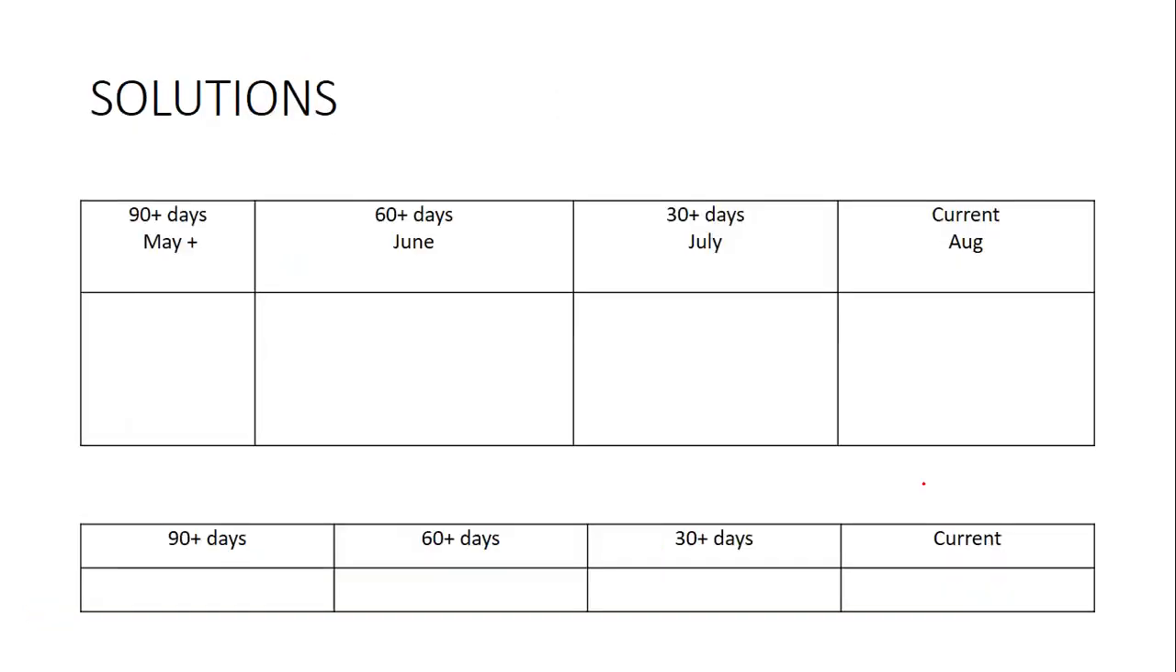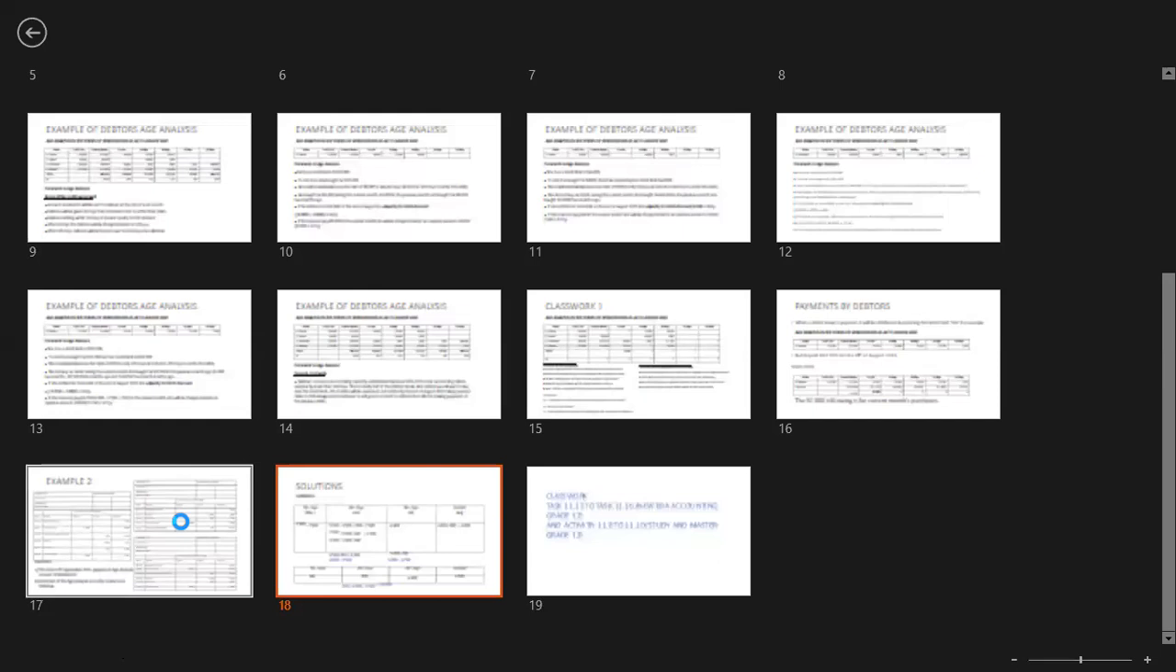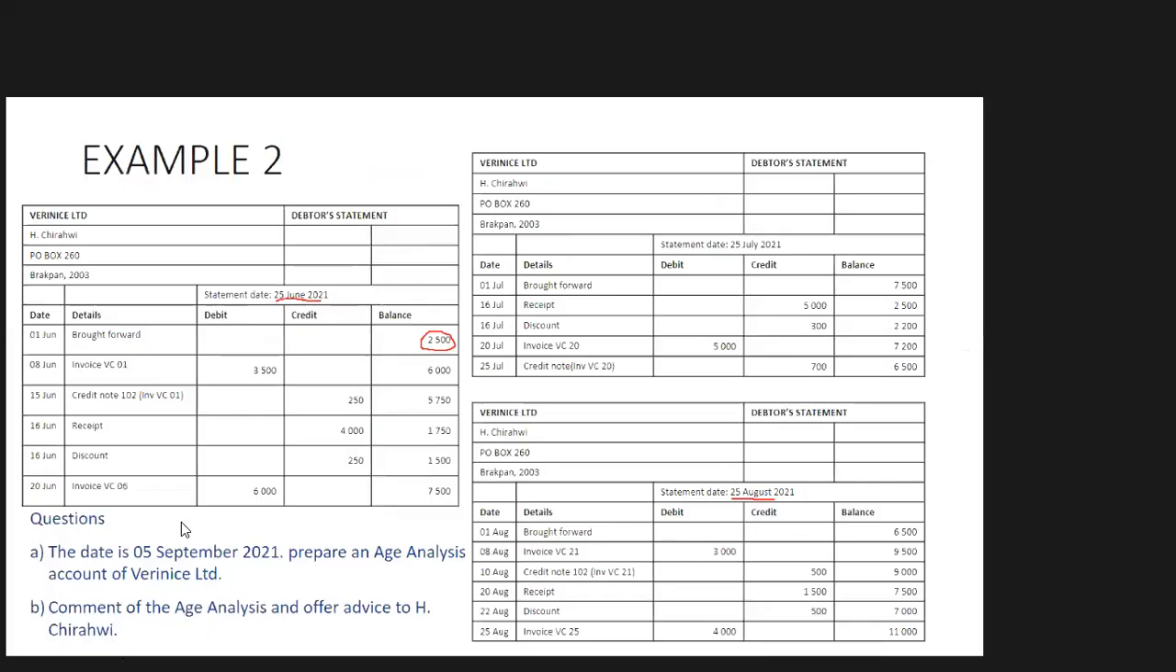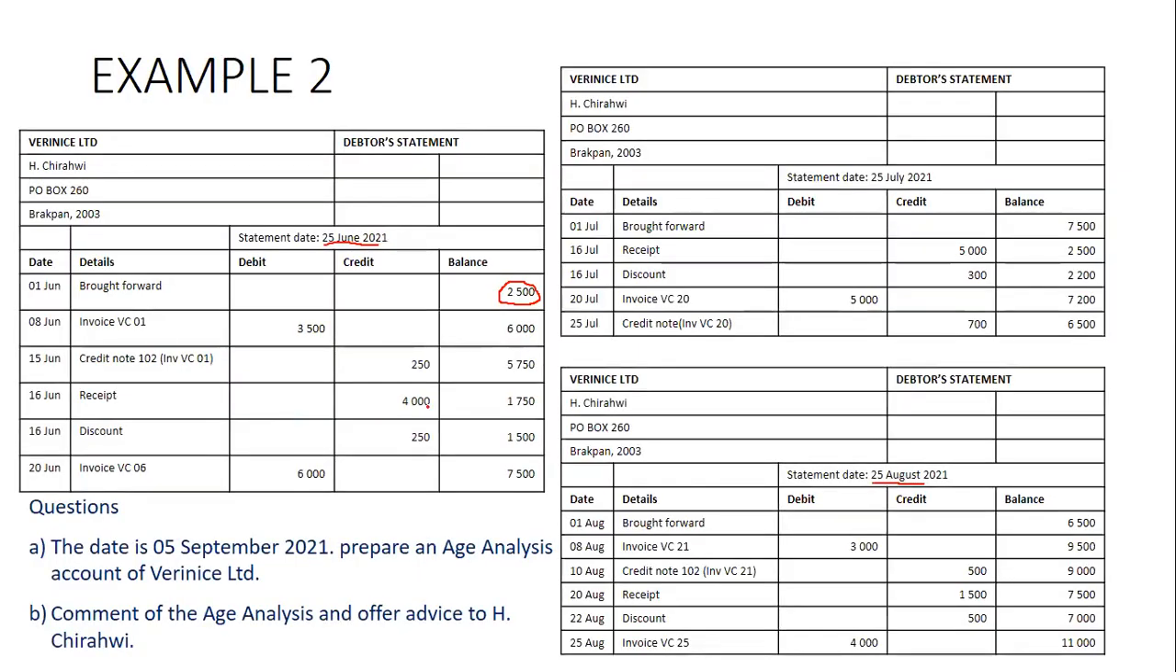90 days will simply be May. In 90 days, please note that this debtor, which is H. Chirawi, was owing us 2,500. Remember, when we make the payments, our payments will always settle the oldest debt. First, let's analyze our payments. Now, here is the first payment, which is 4,000. So before it can be used to settle this 3,500, this 4,000 must be distributed to that 2,500.